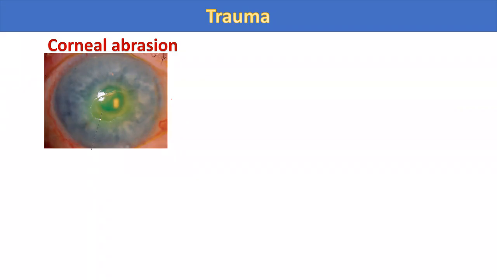Okay, so back to the corneal abrasion. It can be caused by mechanical trauma, or by a contact lens if the patient is a contact lens wearer. This causes sloughing of the epithelium, leading to an epithelial defect that will stain positive with fluorescein.